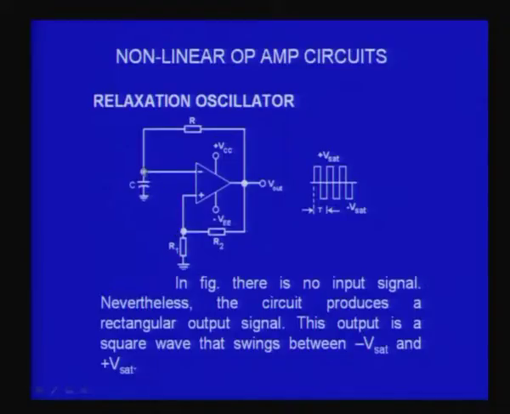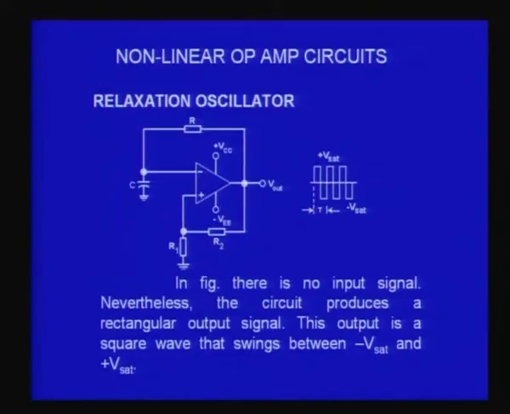So, when this voltage across the capacitor increases beyond the fraction of the plus Vsat that we have here decided by the R1 R2, you would find this input terminal will become higher in voltage compared to the plus, and therefore the output will go to minus Vsat. This is a basic operation of the comparator, we know that.